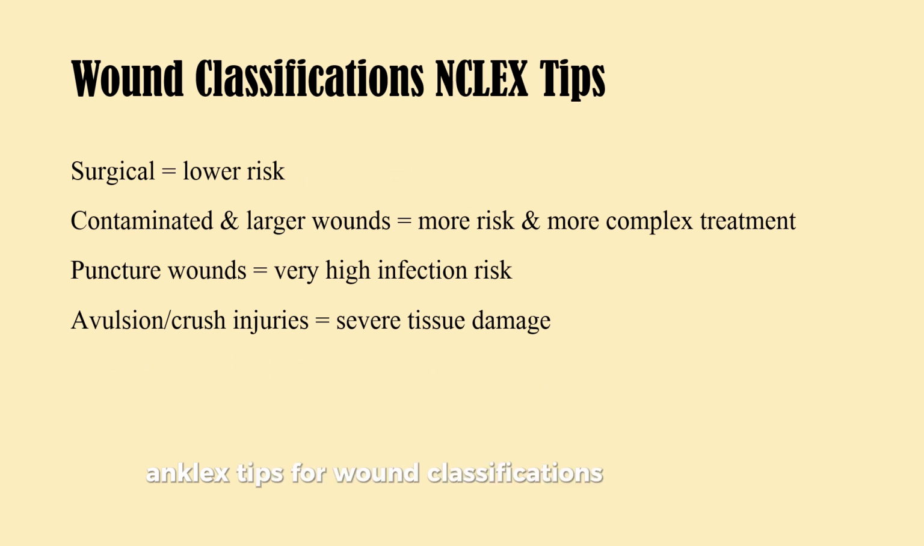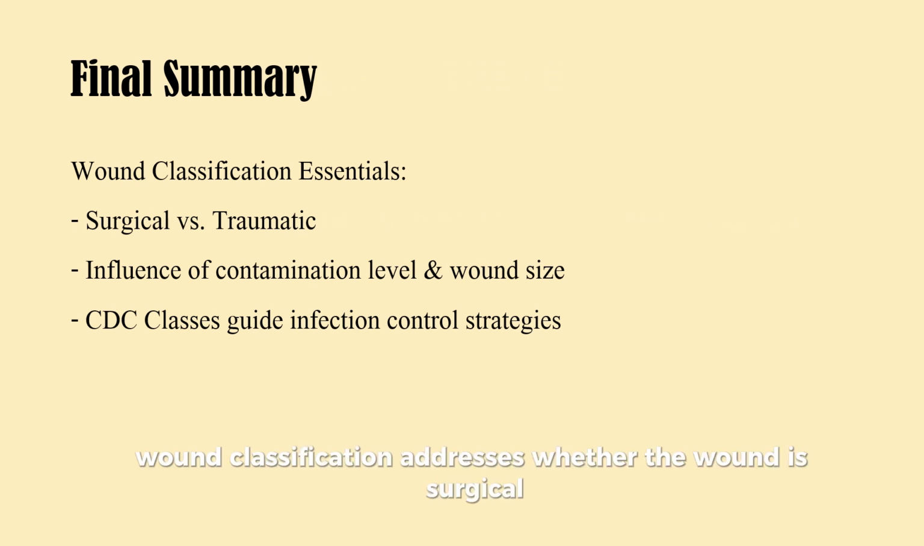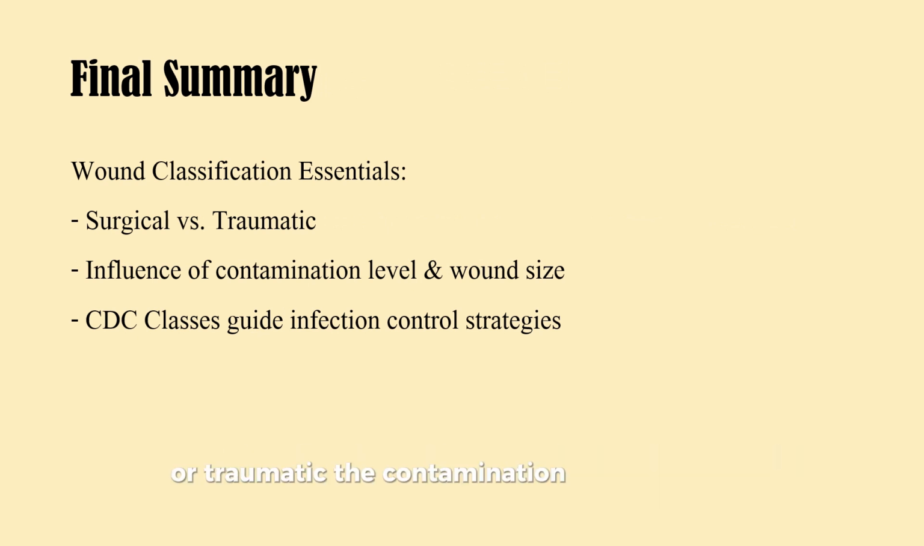NCLEX tips for wound classifications emphasize that surgical wounds generally have a lower risk. Contaminated or large wounds pose more significant challenges to healing. Puncture wounds can harbor anaerobic bacteria. Avulsion or crush injuries involve severe tissue damage. In summary, wound classification addresses whether the wound is surgical or traumatic, the contamination level, and its size, which determine the healing pathway and the necessary infection precautions.